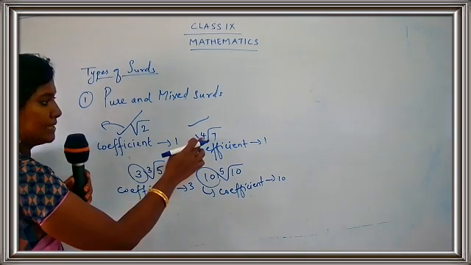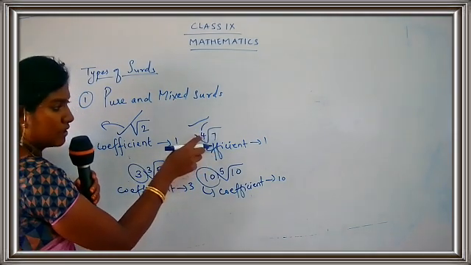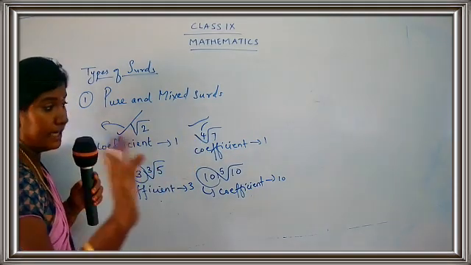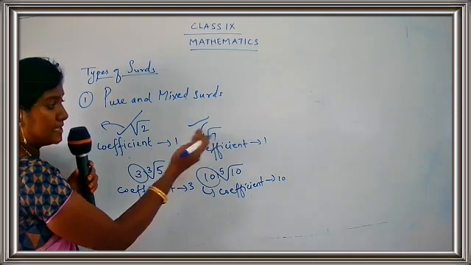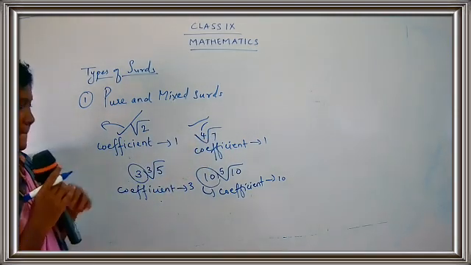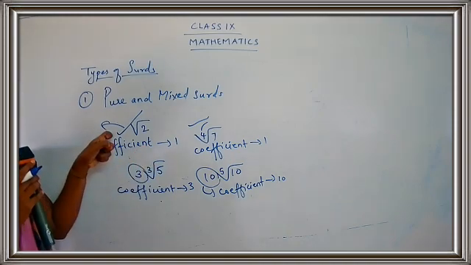Do not consider this number, okay children? This is a root, okay? The 4 is called a root index. Do you remember that? So 4 is a root index. I am just going to see the number present before the surd. So no number. That means you have to take it as 1. Clear? So the coefficient is 1 here.